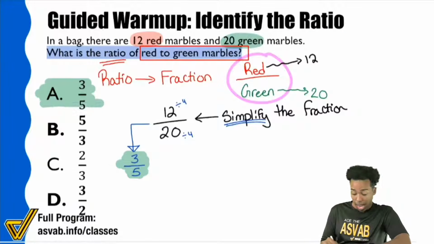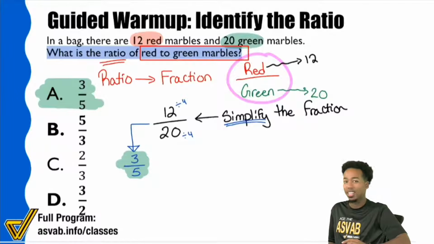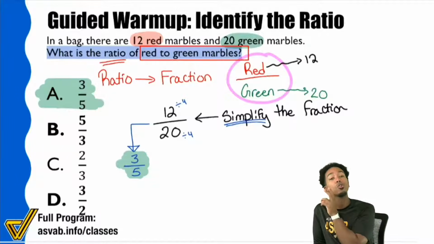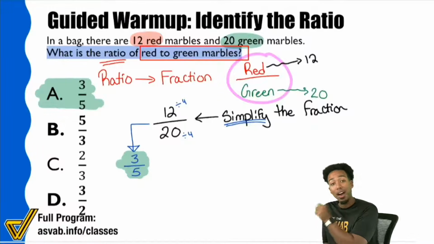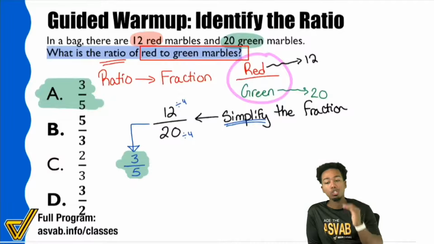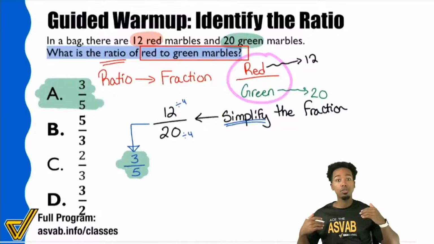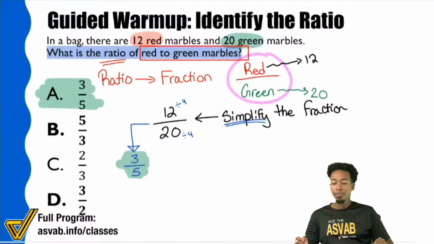And that's why A, not B, A is the correct answer, 3 to 5, not 5 to 3, because they literally said red to green. So that 3 represents red, the 5 represents green. It's a ratio of 3 to 5. Just like we said earlier, right? 1 over 2, 5 over 10, they're the same thing. They truly are.